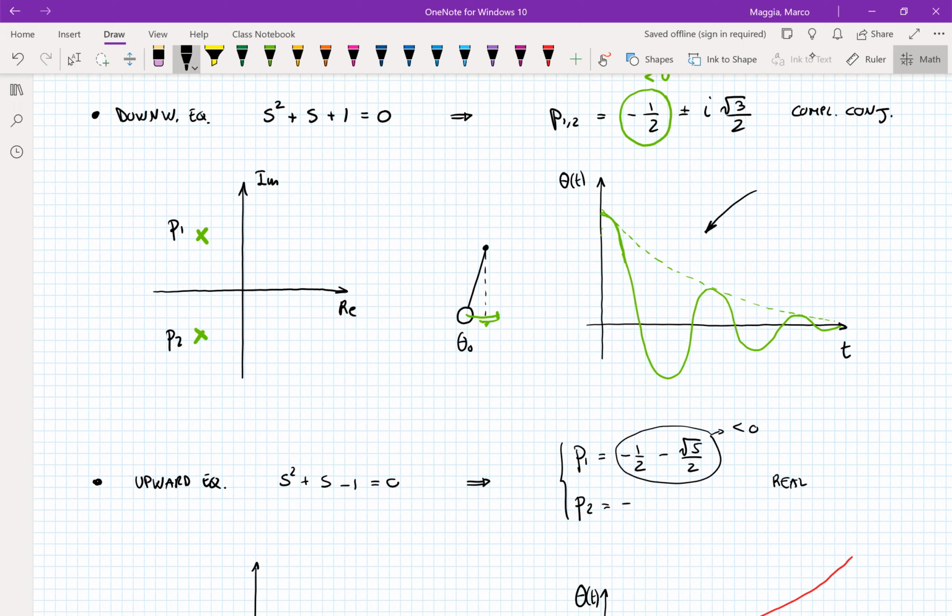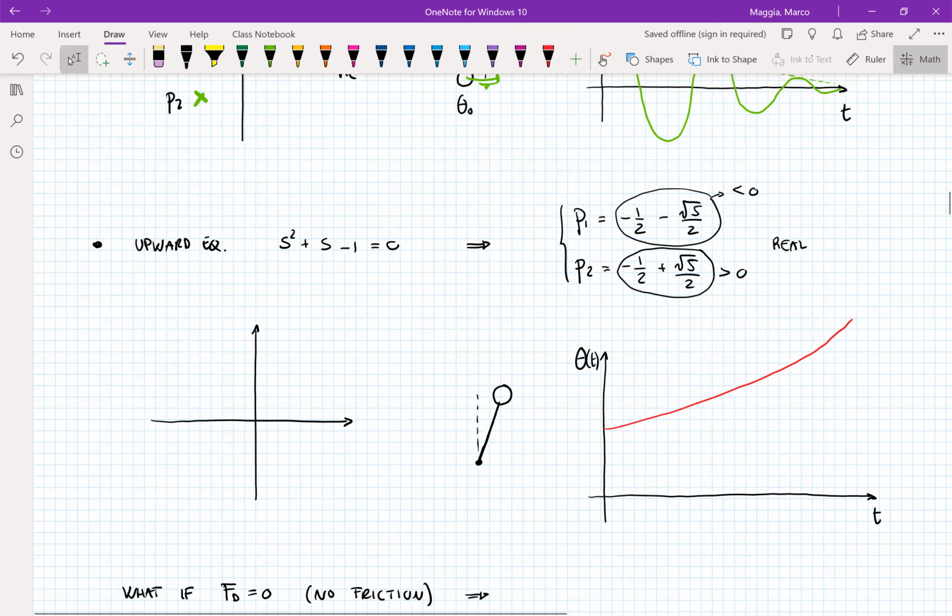The second one, though, is minus 1/2 plus square root of 5 over 2. And this number is still a real number, but now it is a positive number. So let's first place the poles on the s-plane. We have P1 about here and P2 about here. So you see that P2 is positive, and so that causes the response to blow up to infinity as time goes to infinity.